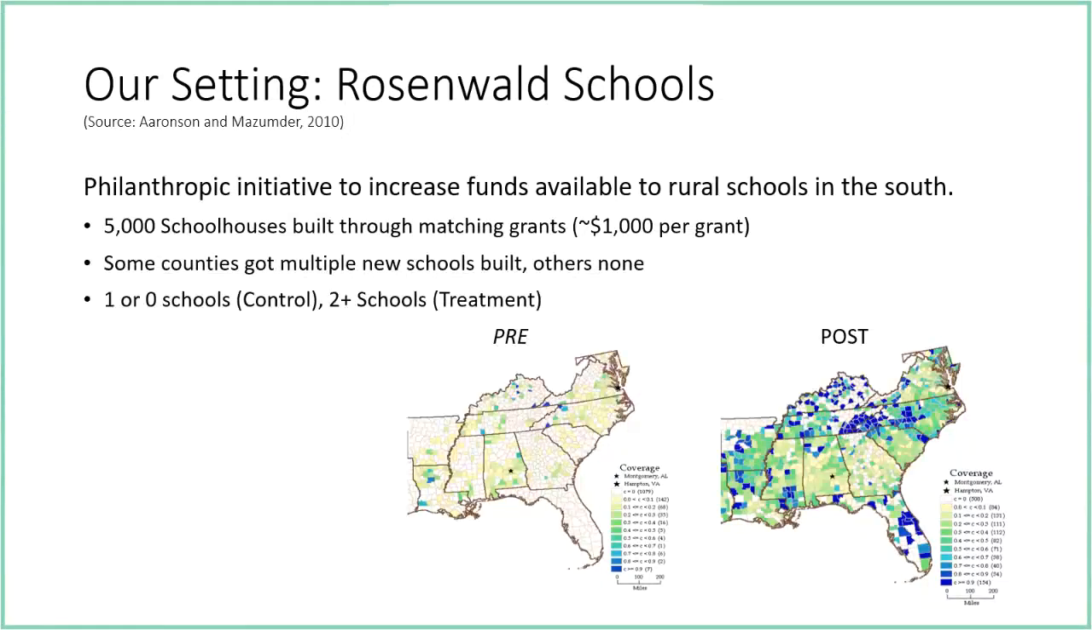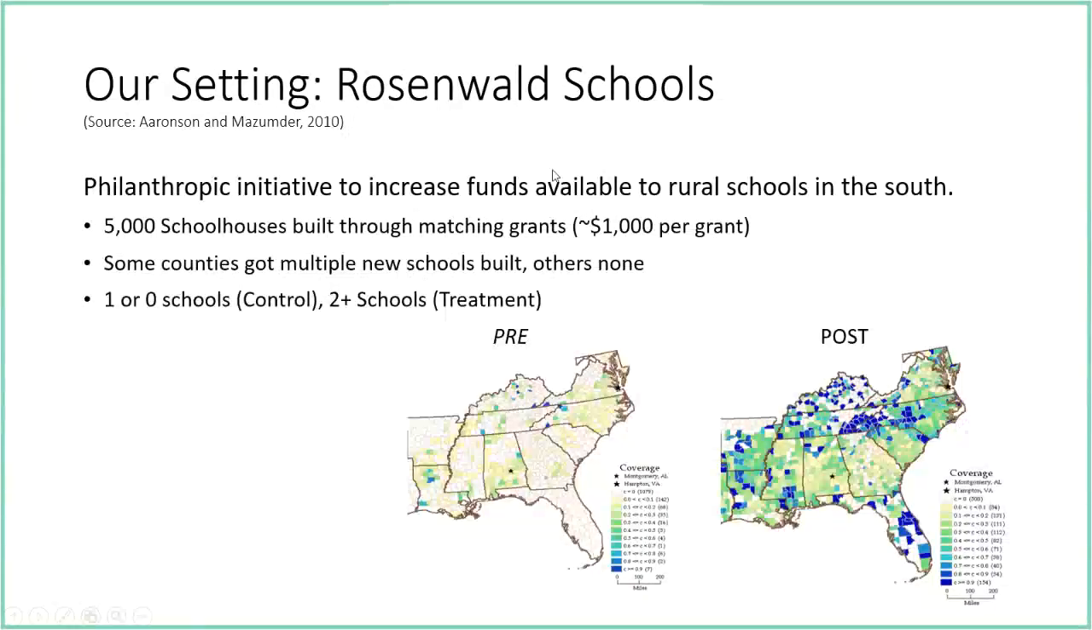So a school district could apply for a $1,000 grant, and so long as the school district themselves were willing to put up $1,000, Rosenwald would match it, and so essentially double their money. Some counties got multiple schools built, some counties got no schools built.